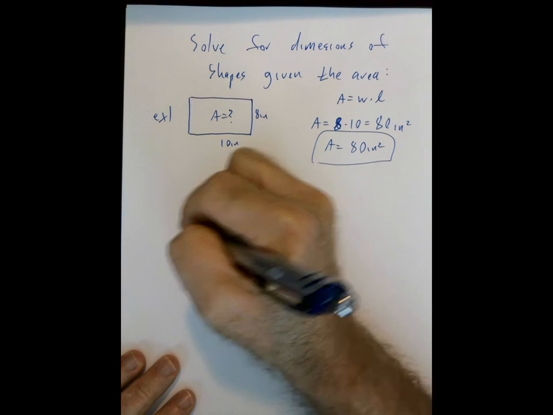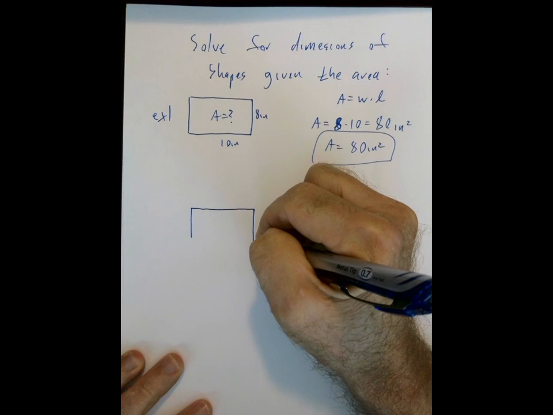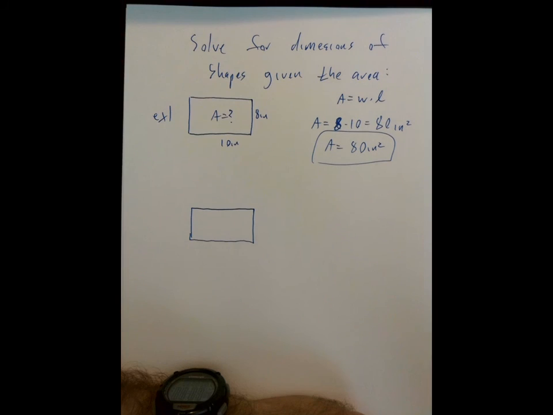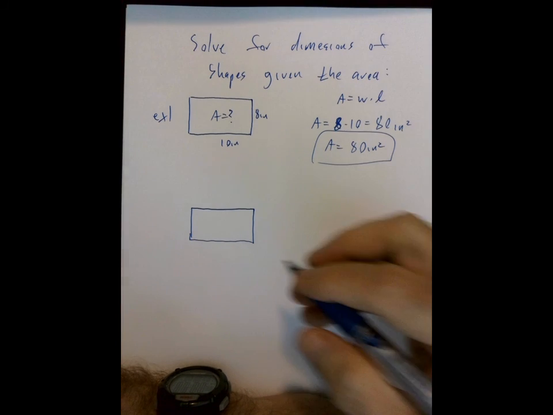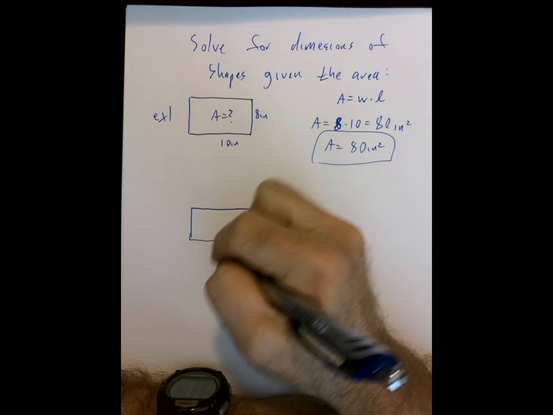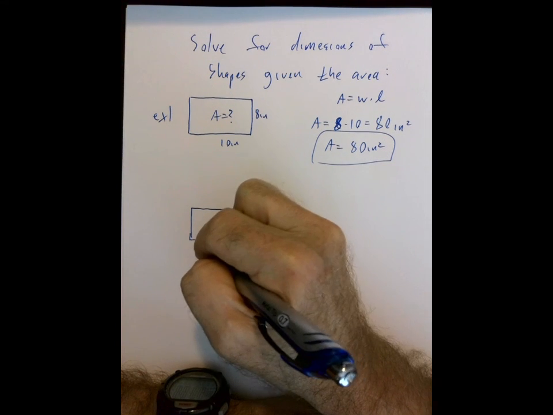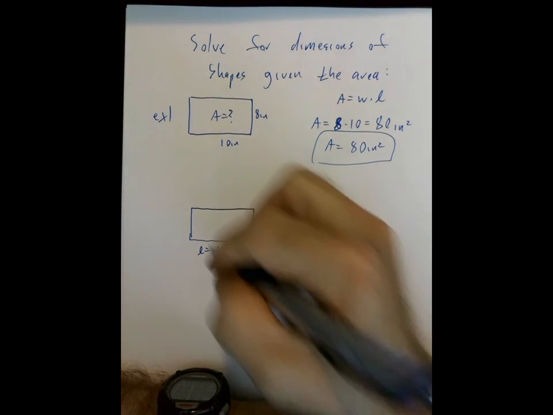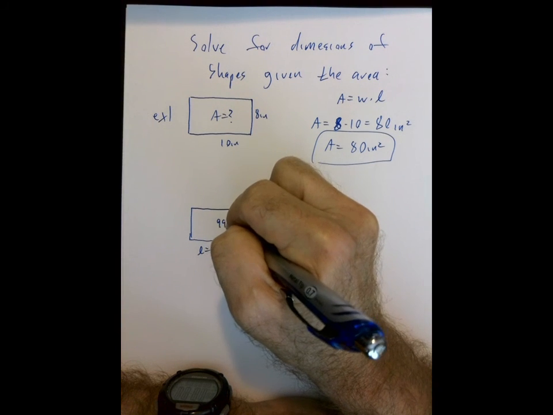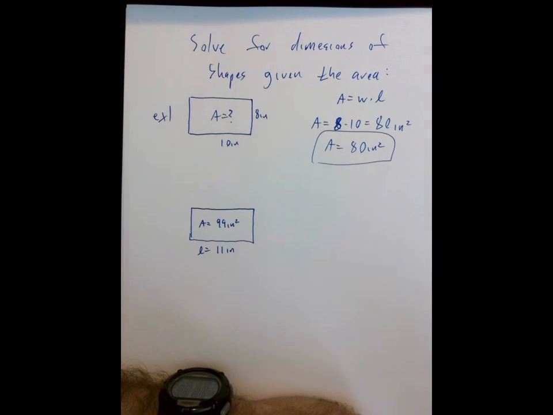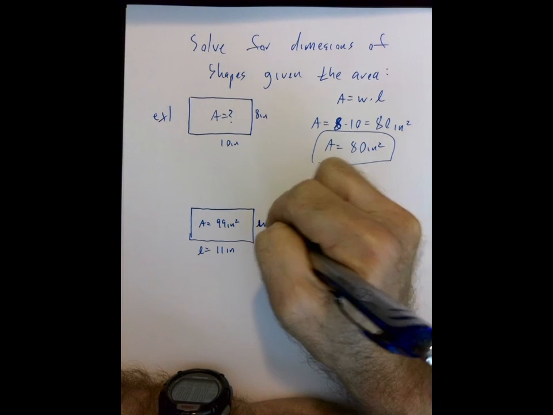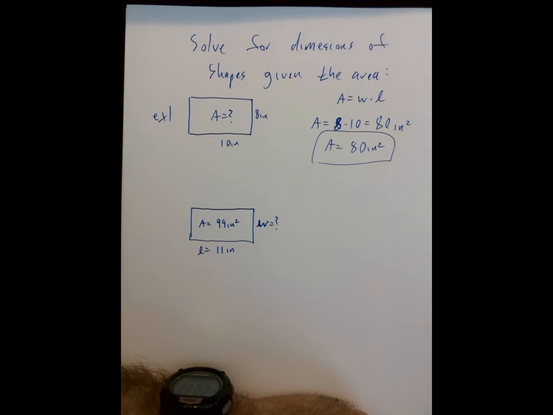So this is all going to be part of example 1 here. Let's say we had the same rectangle, but we had a different set of information. Let's say I happen to know that the length down on the bottom is 11 inches. And let's say I happen to know that the area is 99 square inches, right? How much would the width have to be?